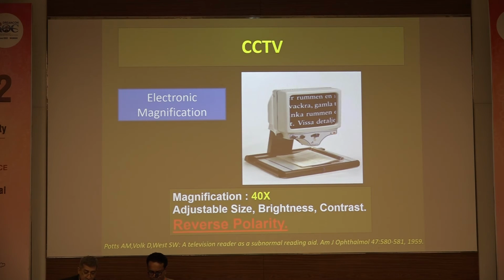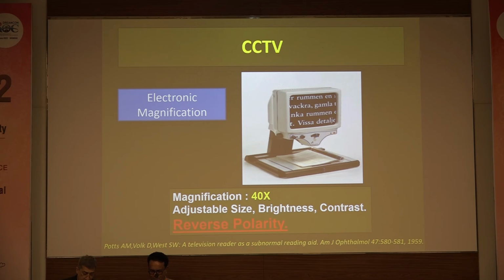CCTV is another useful device which uses electronic magnification for the magnification purposes, and it provides magnification up to 40x, which is not possible with any other device. And they also have a very big advantage of reverse polarity. That means the white letters on the black background. So few patients actually benefit from this, but the only problem with this is the high cost and the not so easy availability.